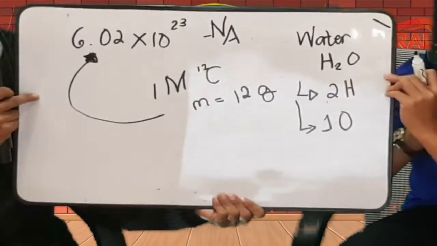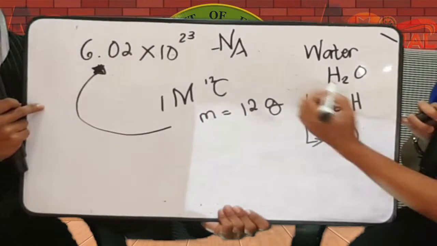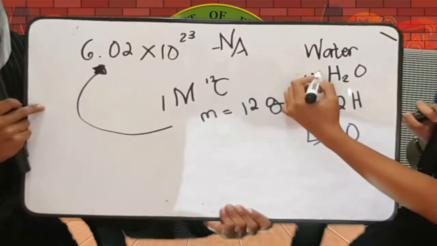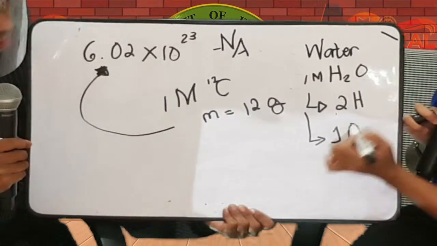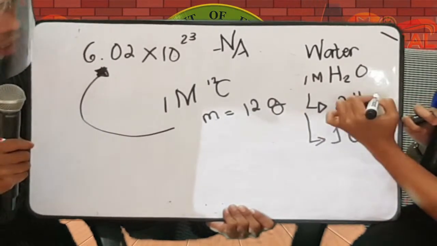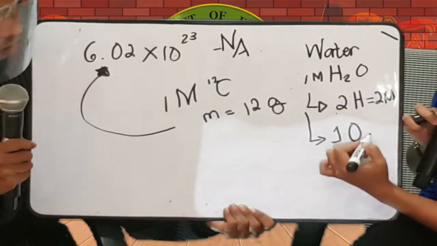One mole of water has 2 moles of hydrogen and 1 mole of oxygen.